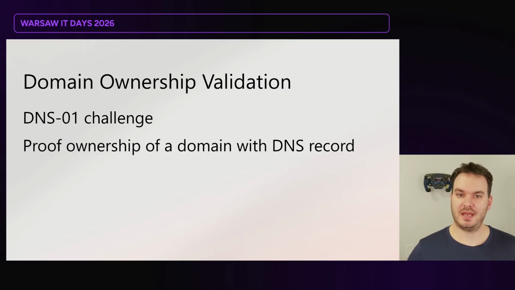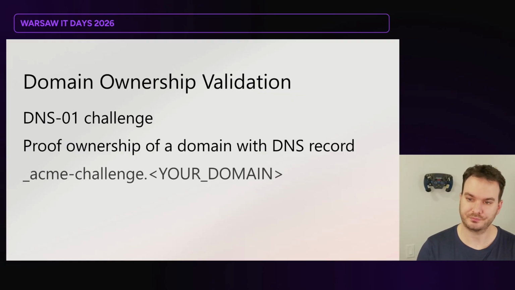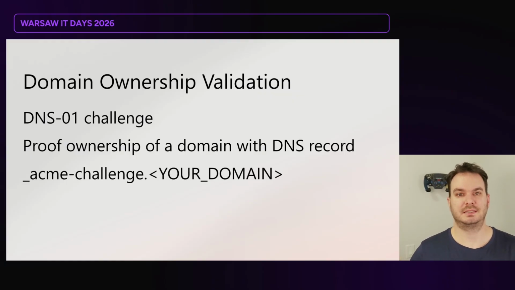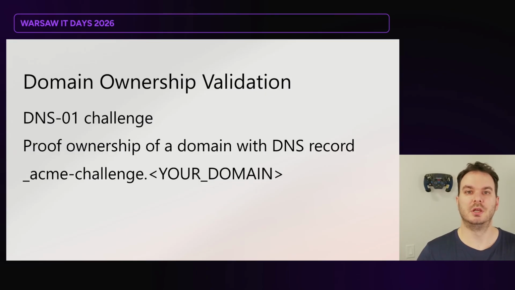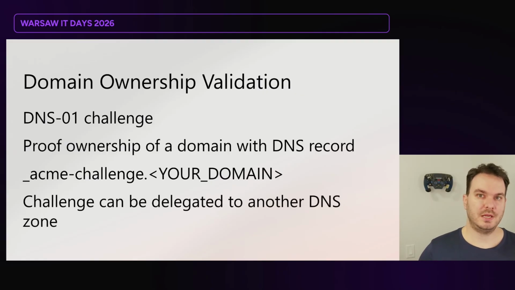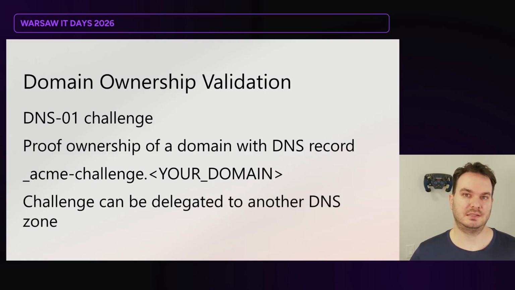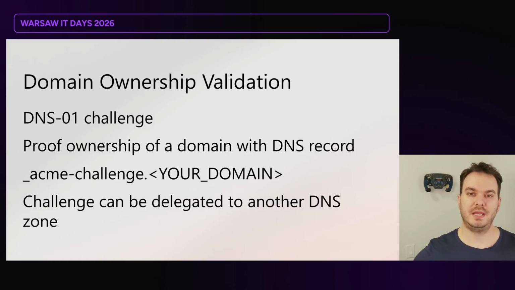So as I said, we have the TXT record, we write it into the DNS zone, then Let's Encrypt checks it, and if it's there, it knows I own the DNS zone. The way it works is the TXT record is called _acme-challenge dot the domain you want to verify. And what's great about this is you can delegate this challenge to a subdomain. So you don't have to use your main domain.